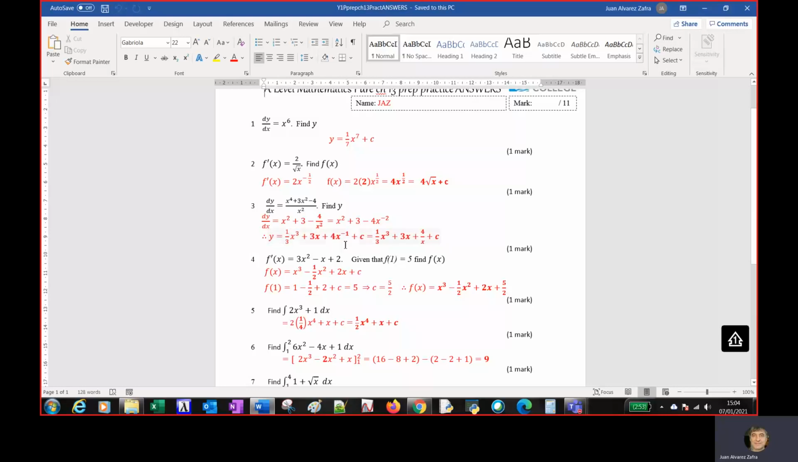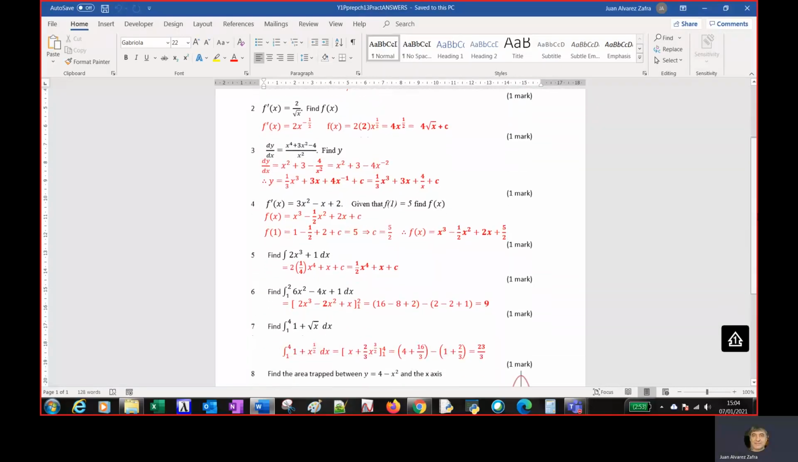And then if we rewrite that, writing x to the minus 1 as 1 over x, we get 1/3 x cubed plus 3x plus 4 over x plus c. And again, it would be good practice to differentiate this to make sure you get the dy dx that we have here. Okay, question 4.